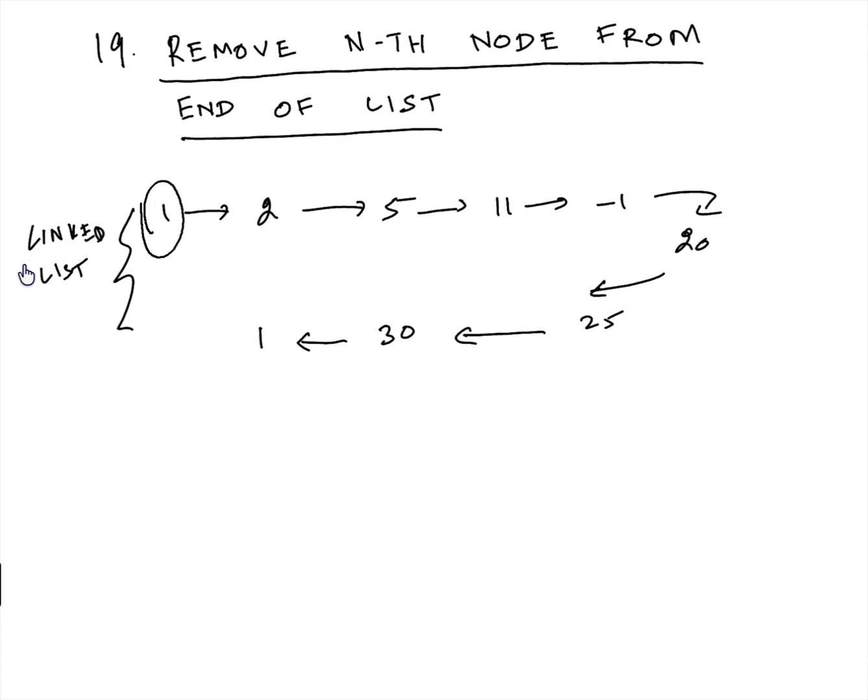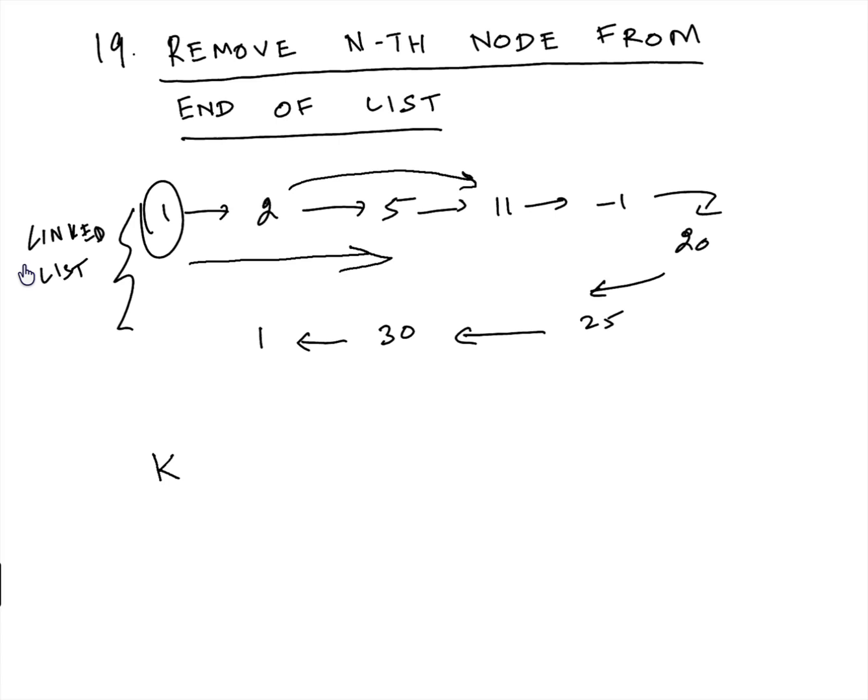So the task for you is, given a certain number k, you've got to find and delete the node which is at the kth position. Now this is very simple if it's the kth position from the start of the list, because you can just linearly traverse from the start and rewire the linked list and you're done.